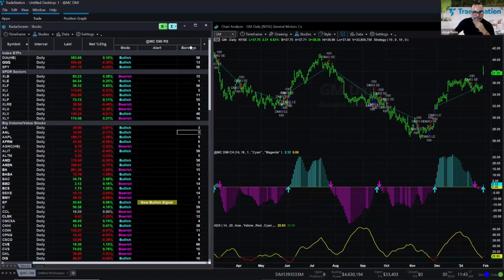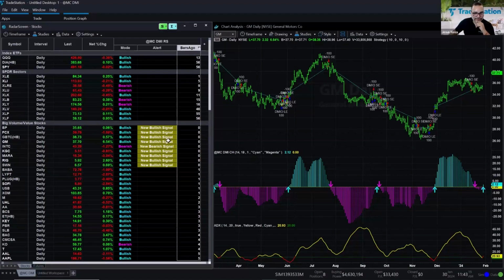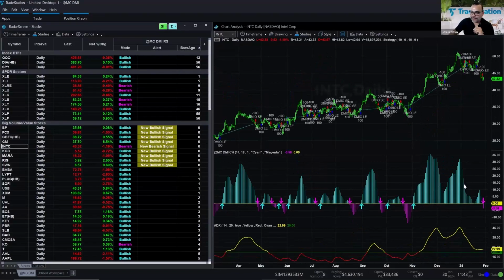So if I double click on bars ago, notice that all the ones that have a bullish signal or bearish signal will have a 0 because it's happening right now. We have a bearish signal here for Intel. So if I go to Intel, you can see that this security has been consistently on the positive side based on the DMI, and right now it's crossing to the downside. Is this an indication that prices will go down? Thus, again, still to evaluate, still for you to analyze and make a decision.